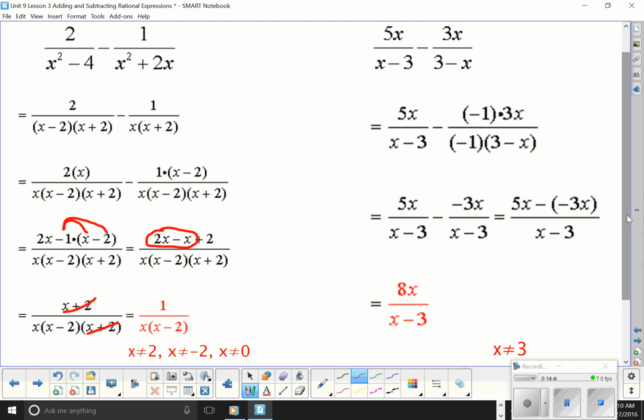Were you successful? Did you remember on the left to distribute the minus to both the x and the -2? I hope you did. Then 2x minus x is just an x. All right, did you get all the restrictions correct? If you need to wait and look at this a little bit more, pause the video. Look through the work. Make sure you understand all of it.